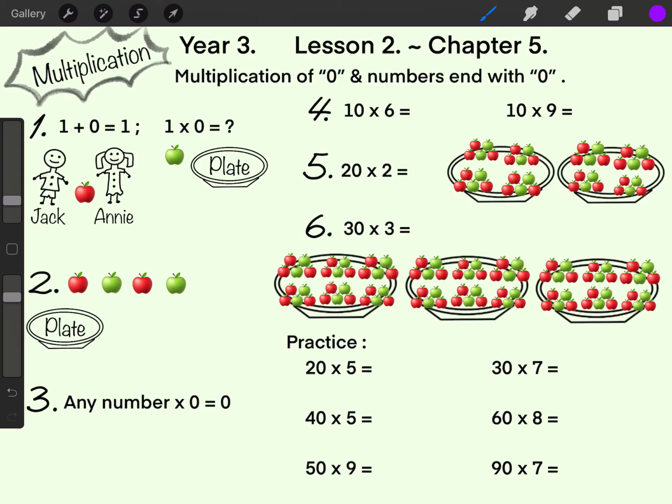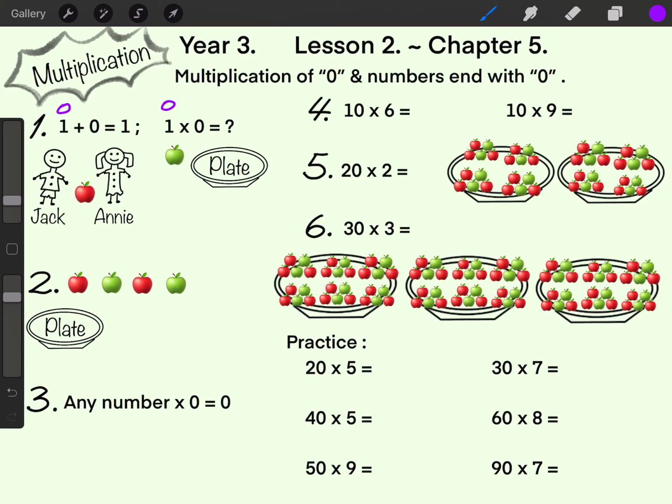In Year 3, Lesson 2, Chapter 5, we will talk about a little trick of multiplication. Multiplication of zero and numbers end with zero. We all know 1 plus 0 equals 1. So what about 1 times 0?